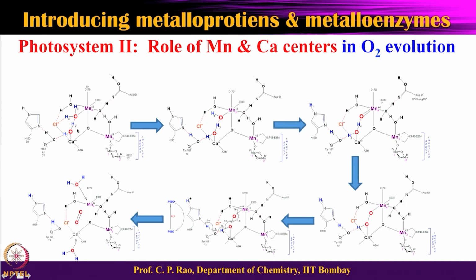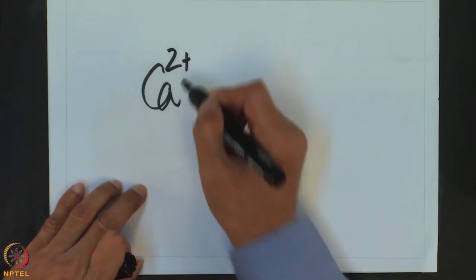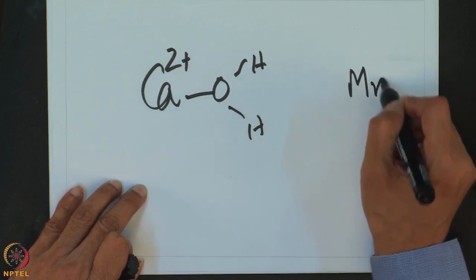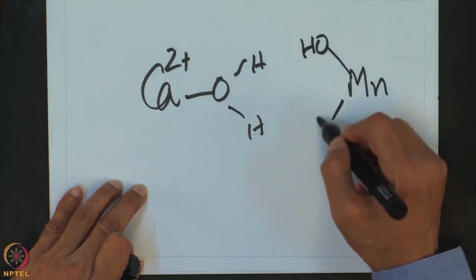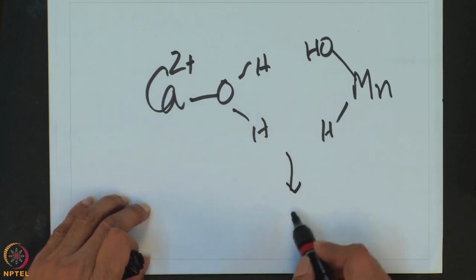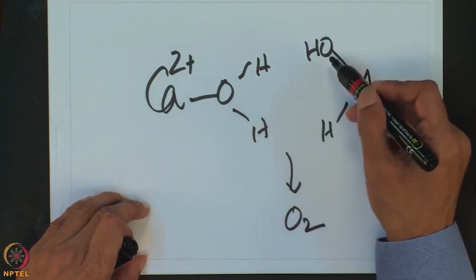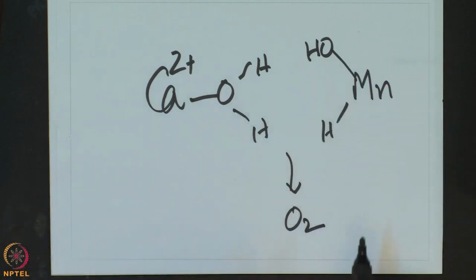That means 2 water molecules have to come closer, so you have a water over here and a water over there. There is a calcium 2 plus with the water, and then manganese with the water. Here you have OH and H. From here, if you have to make O2, then OHO has to come, then the OO bond has to form, then cut this bond, and then finally becomes the O2.